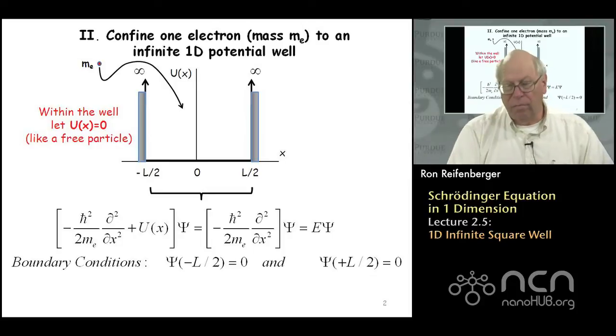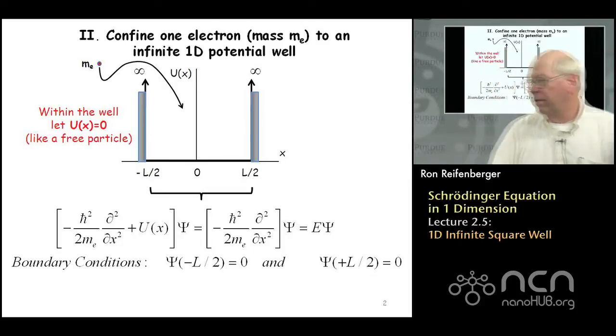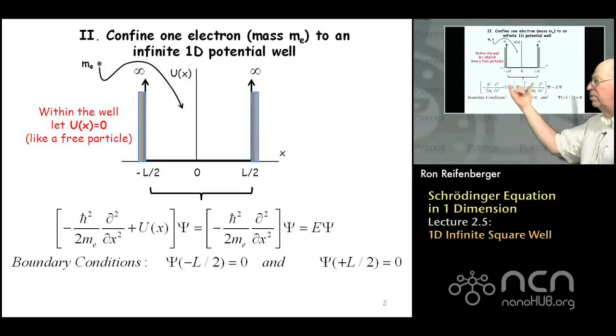So, having said that, Schrödinger's equation, which explicitly has U(x) in it, can now be rewritten because we've defined U(x) to be equal to 0 between minus L/2 and L/2. And so this is Schrödinger's equation in this confined region of space, and we want to solve that.